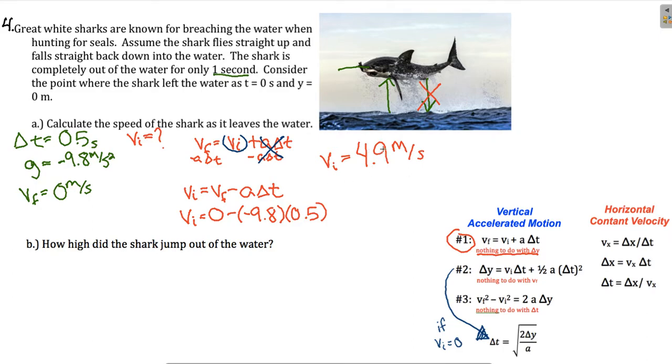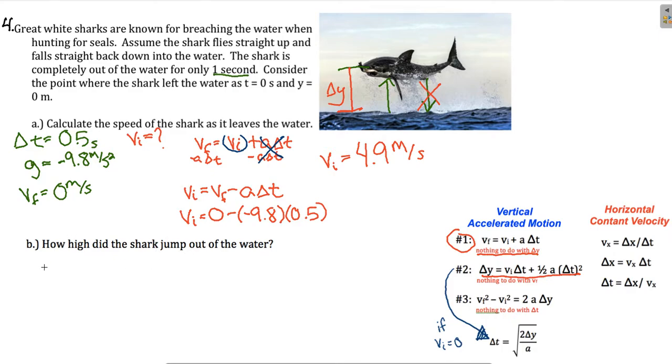That's our speed as the shark leaves the water. Part B asks us, how high did the shark jump out of the water? We want to find that maximum height, that delta Y. That's not hard to do. We know all this information already, and now we know velocity initial. So if we're looking for an equation for delta Y, we don't have to look far.